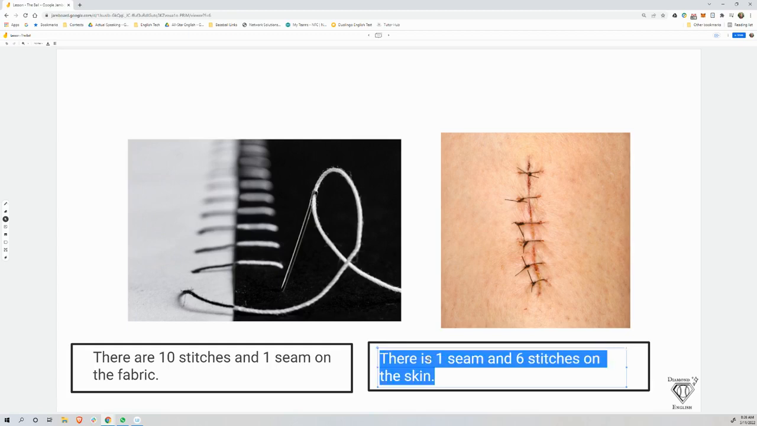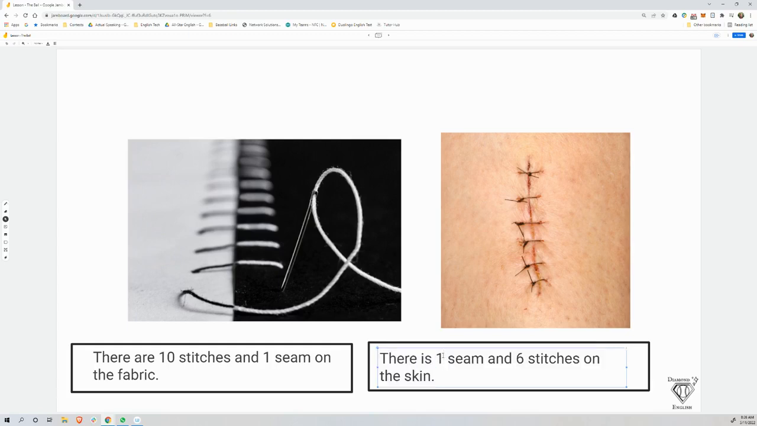And notice, there are 10 stitches. There is one seam. Okay? There are 10 stitches and one seam on the fabric. There is one seam and 6 stitches on the skin.